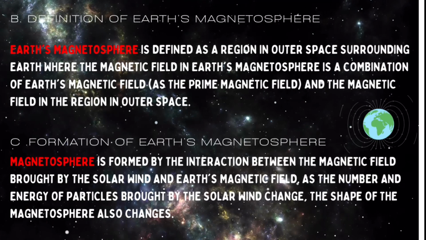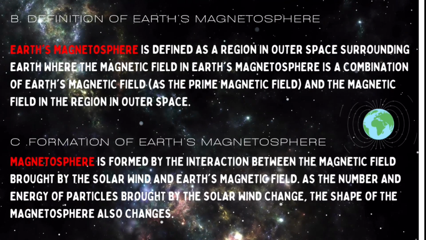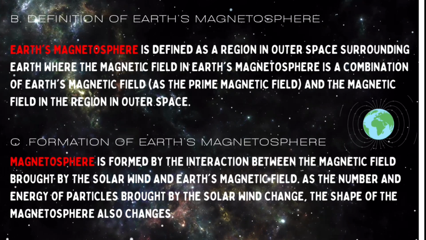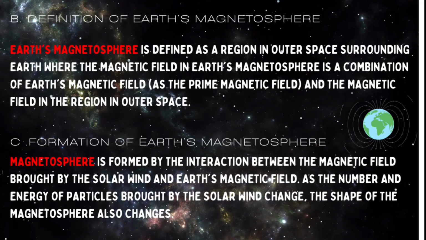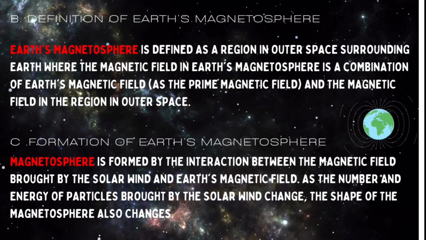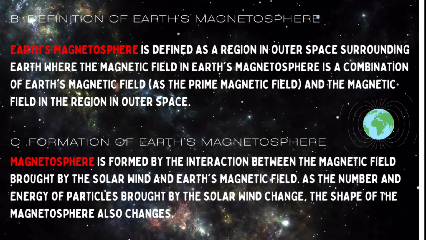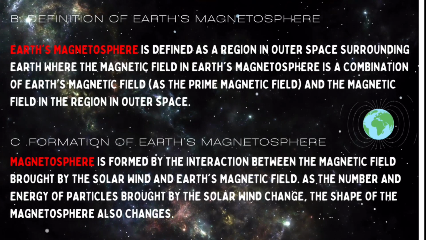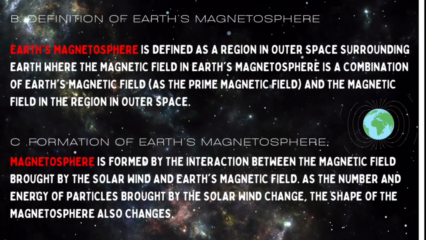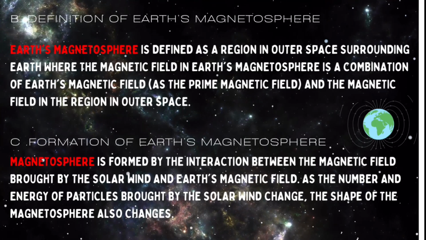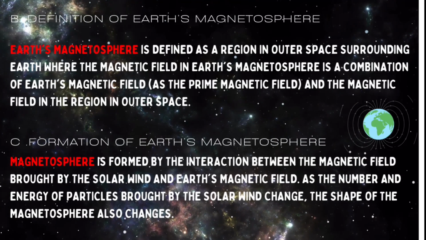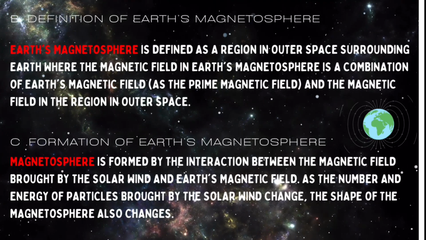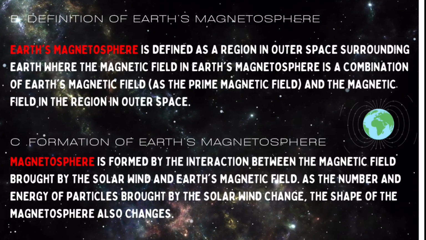Definition of Earth magnetosphere. Earth magnetosphere is defined as a region in outer space surrounding Earth with a magnetic field. Earth magnetosphere is a combination of Earth magnetic field and the magnetic field in the region in outer space. Next, we have formation of Earth magnetosphere. Magnetosphere is formed by the interaction between the magnetic field brought by the solar wind and Earth magnetic field. As the number and energy of particles brought by the solar wind change, the shape of the magnetosphere also changes.